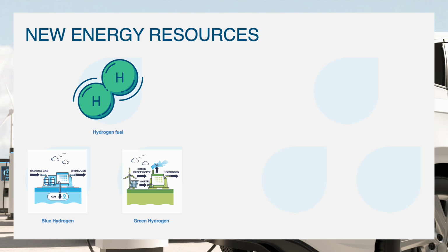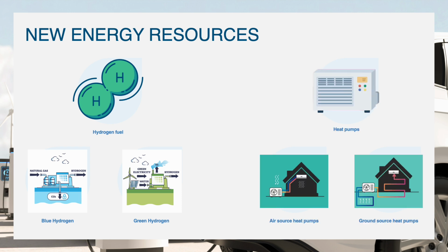It's called green hydrogen because the electricity that's being used comes from renewable resources such as solar or wind power, and the process of splitting the molecules does not release any carbon dioxide. Let's look at heat pumps. So we've got two kinds of heat pumps. We've got ground source and we've got air source.